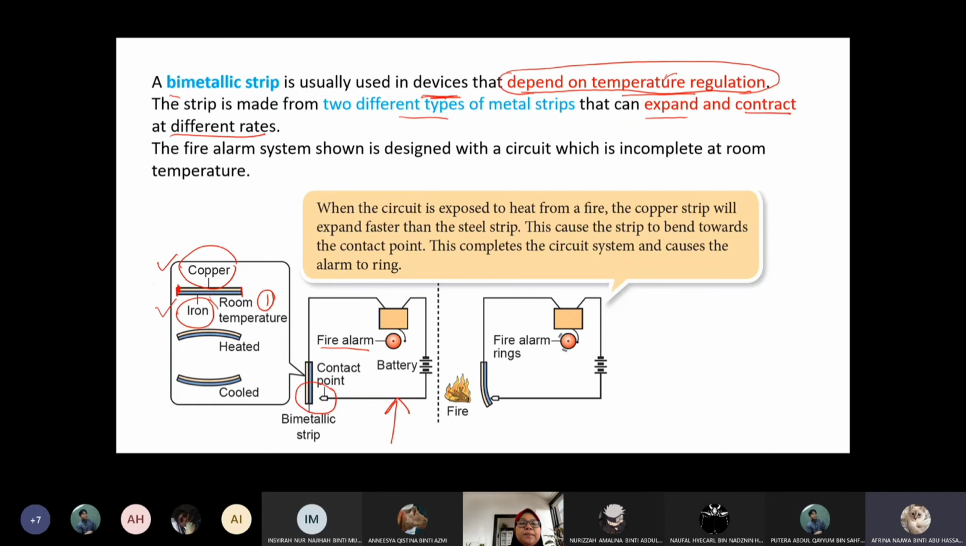Now, what happens when there is fire? When there is fire, temperature increases. So what happens when temperature increases? When heat is supplied, what happens?